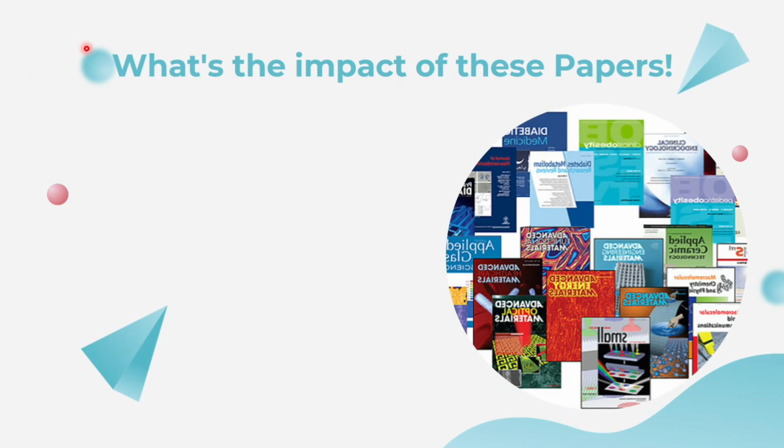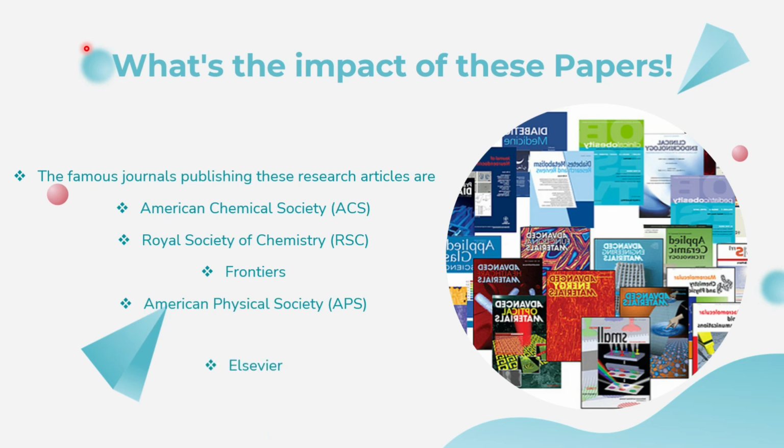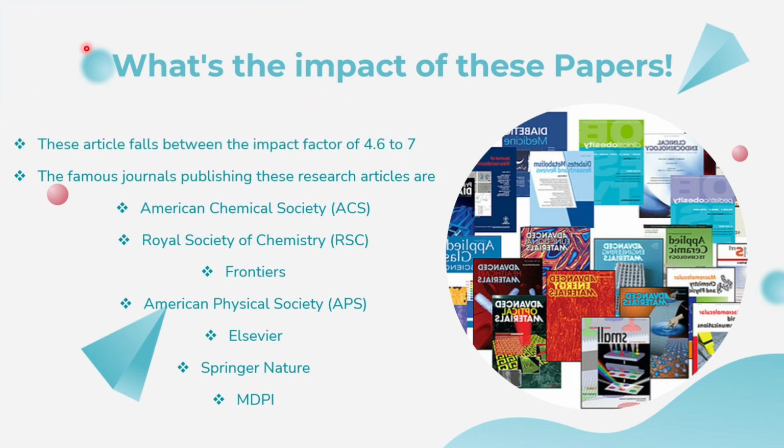Someone can ask you, what is the impact of these papers? For example, if you're writing this research paper, which kind of impact do they fall in? Basically, the famous publishers of these research articles are the American Chemical Society, Royal Society of Chemistry, Frontiers, American Physical Society, Elsevier, Springer Nature, and MDPI. These are the famous publishers that are publishing this kind of genome-wide identification research paper, and these articles' impact factor falls between 4.6 and 7, which is very good.